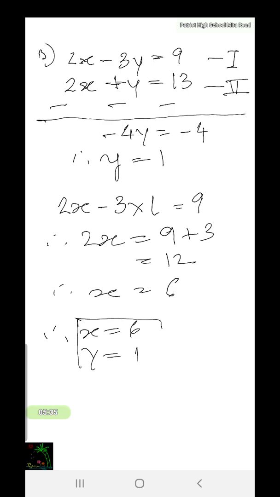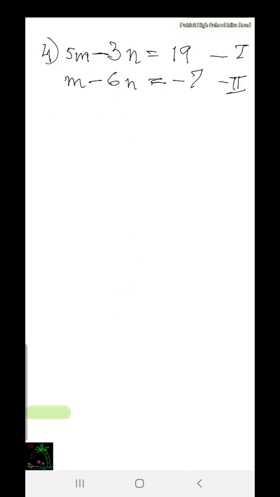This is the solution to the simultaneous equations in example 4. 5m minus 3n is equal to 19, equation 1. m minus 6n is equal to minus 7, equation 2. Multiplying equation 2 by 5, we have 5m minus 30n, 5 sixes are 30, is equal to minus 7 fives are 35. This is equation 3.